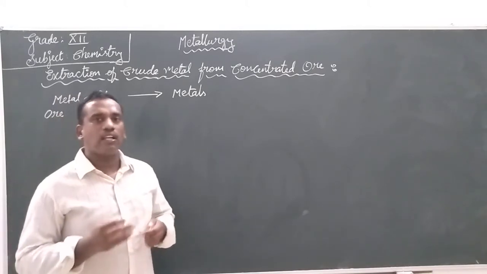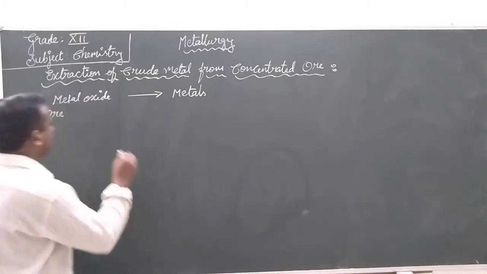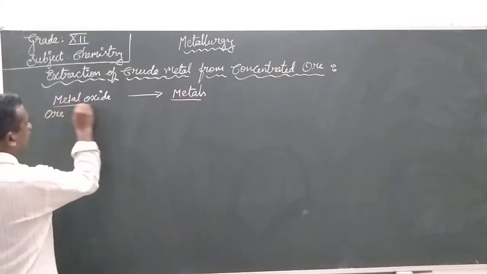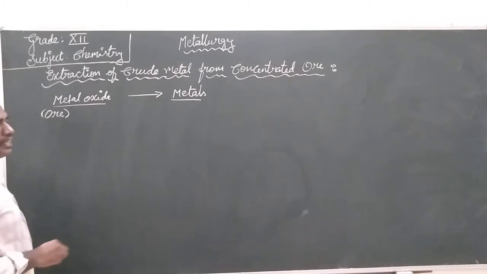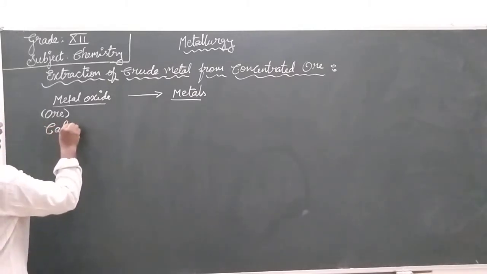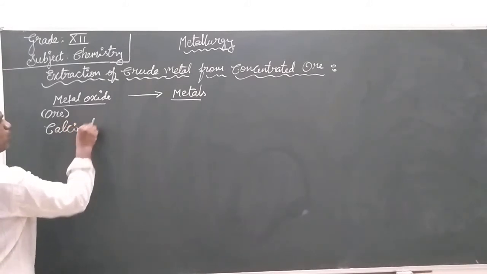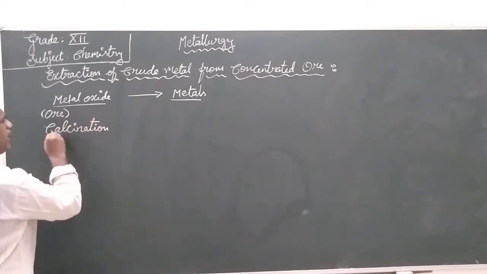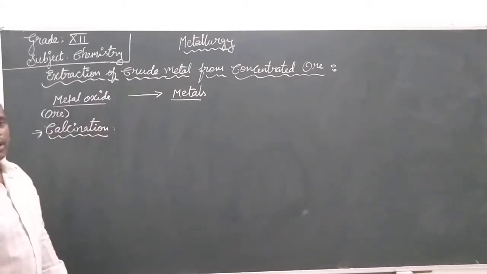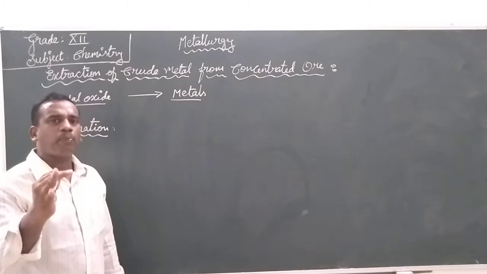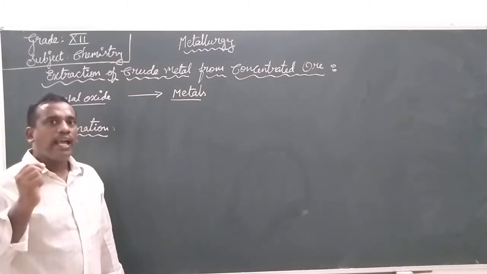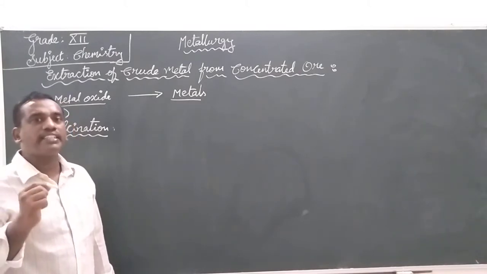The process we are now learning, to extract a metal from its oxide ore, is called calcination. What is the process called? Calcination. We are going to learn three main processes in this session. One of the points is called calcination. What is calcination?